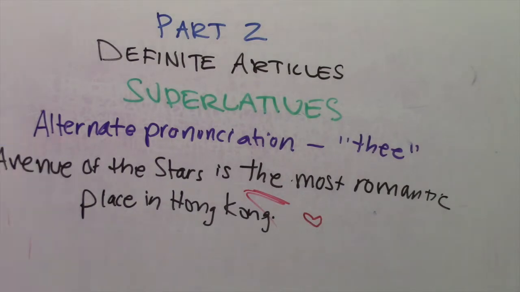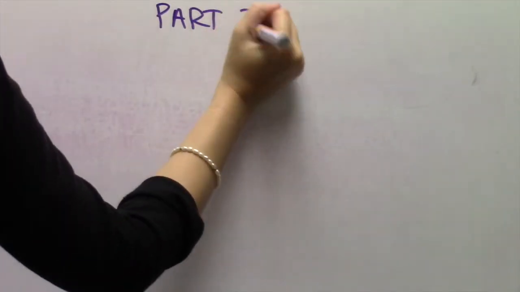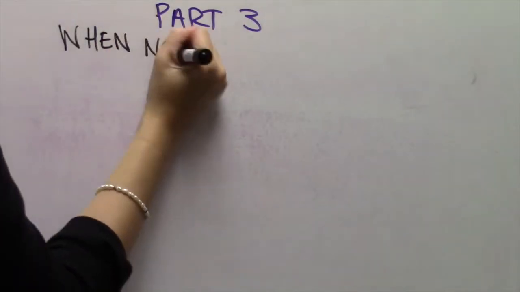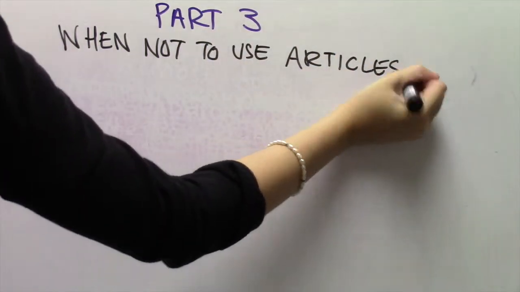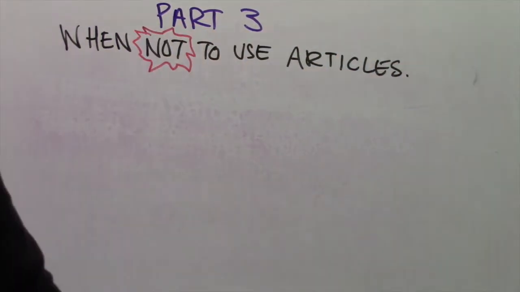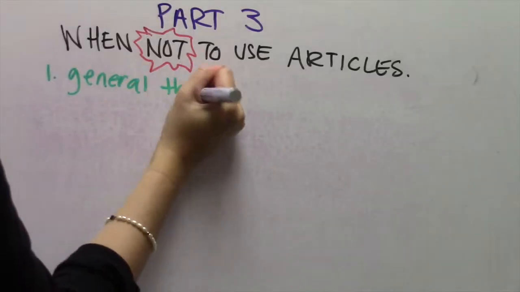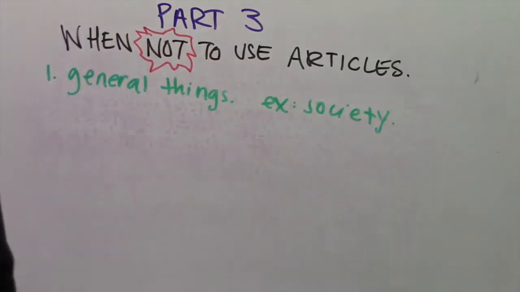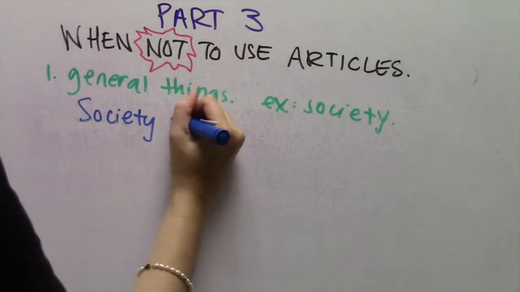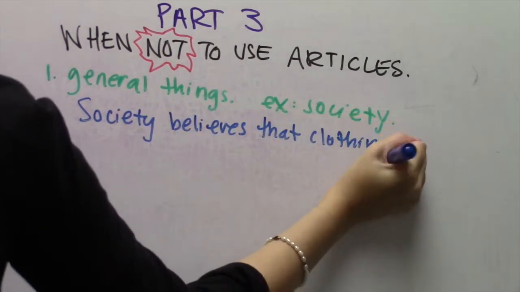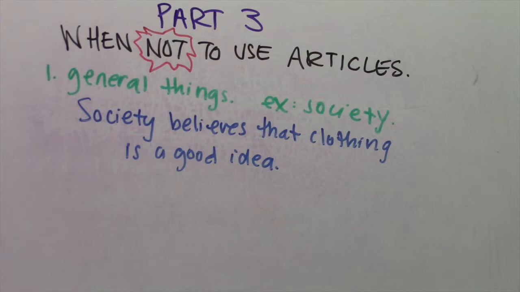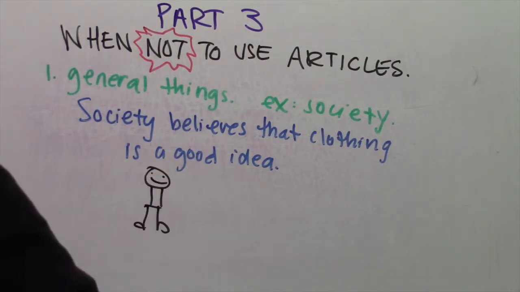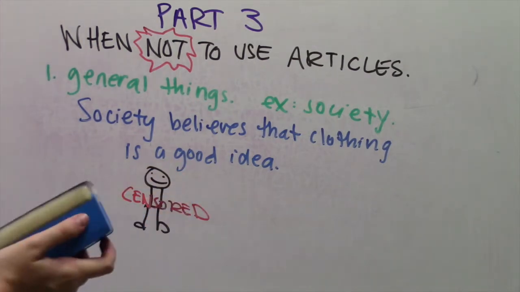Now, I know you're wondering if it's possible to have too much fun, but fear not, we're almost finished. Wrapping up the grammar madness with part 3, I want to tell you a couple of things about when you don't want to use articles at all. So when you're talking about general things like society, you can say, society believes that clothing is a good idea. And I'm oftentimes inclined to agree with that statement. But you can feel free to make any disagreements you may have.